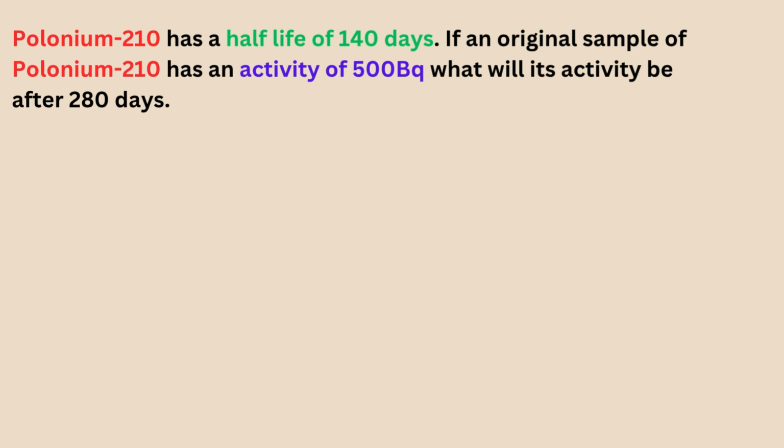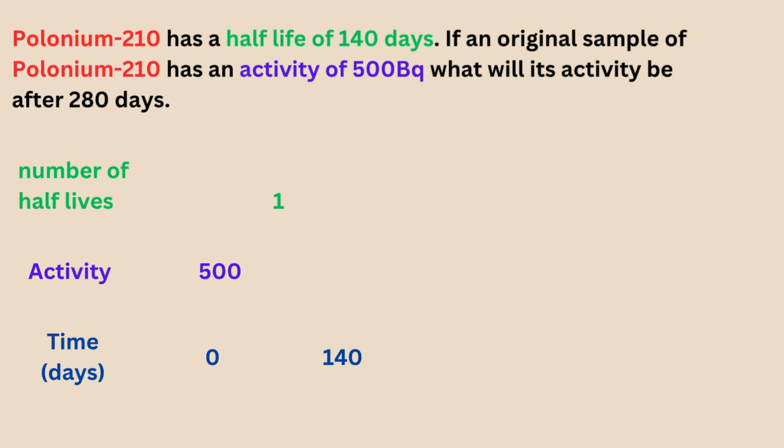So if we start the activity at 500 becquerels, after one half-life, which is 140 days, the activity will be 250 becquerels. After 2 half-lives, which will be a total of 280 days, the activity will be 125 becquerels, which is the final answer, 125 becquerels.